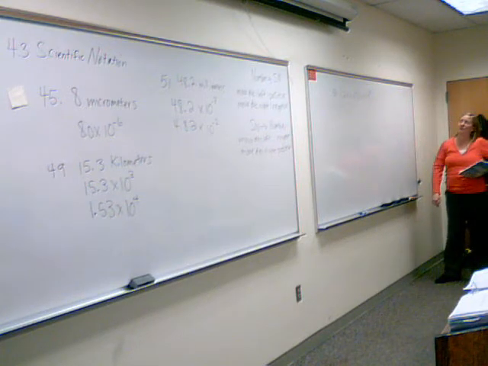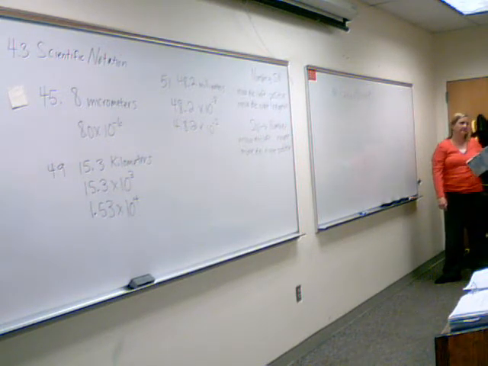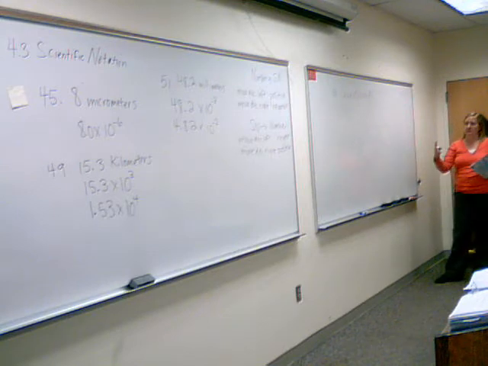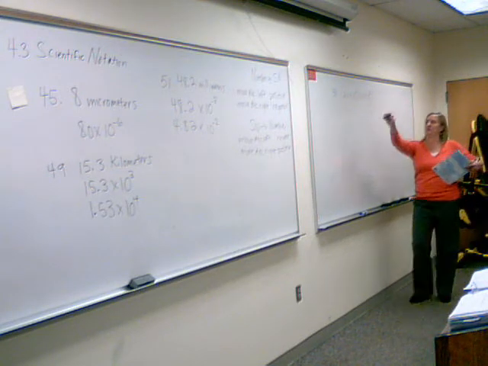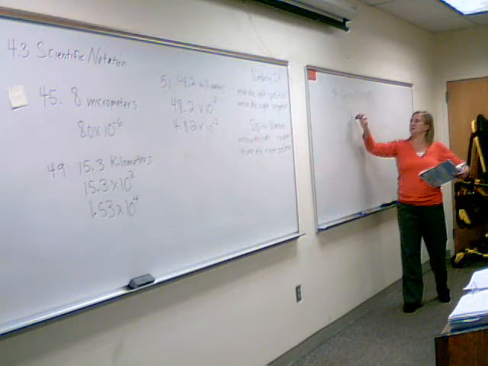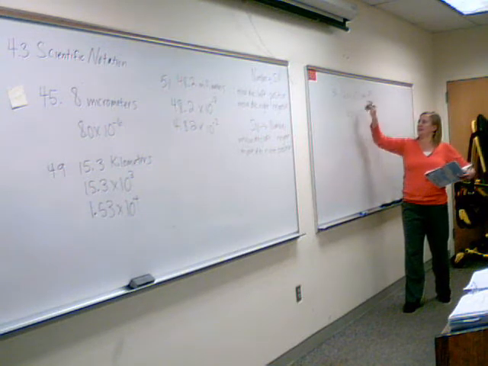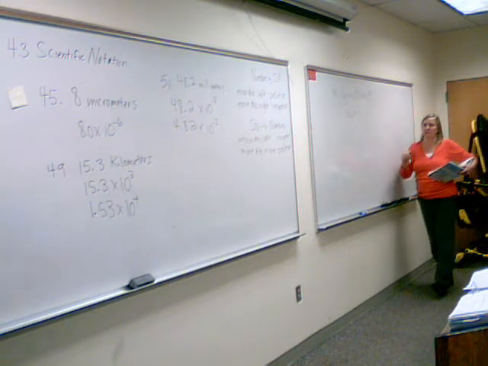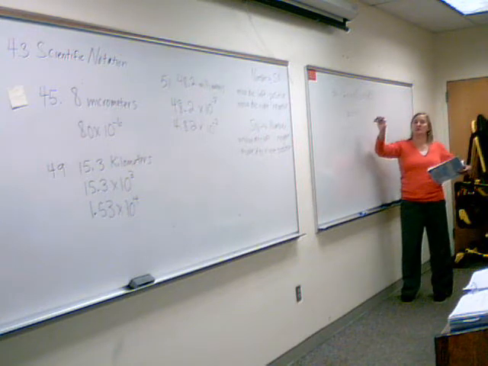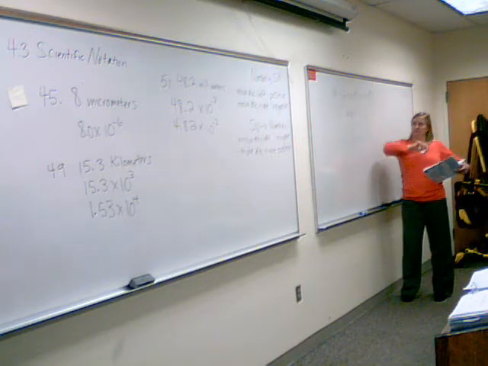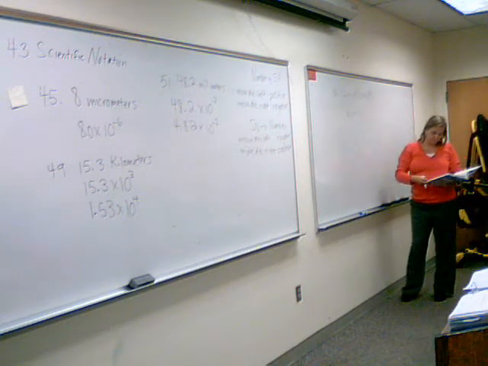Okay, so when I multiply, what's my first step? Multiply the numbers. So I think we know 2 times 3 is 6.0. What do I do with my exponents when I'm multiplying? Add them. Add them so it becomes 10 to the -1. Oh, good. Good.